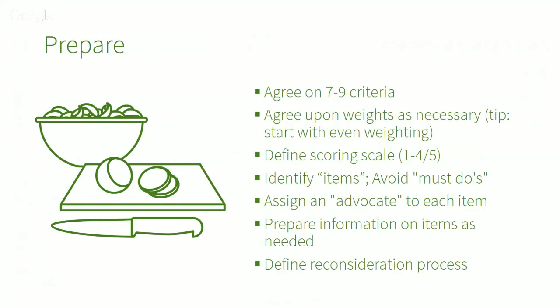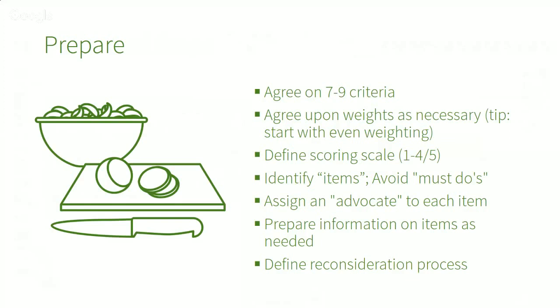Define the scoring scale. It's usually either 1 to 4, 1 to 5. I wouldn't go above 7. I've seen success with both 4 and 5. I told you my preference is 4. Figure out what you're going to put in there. Make sure they're parallel, that they're consistent. Don't have a requirement, then a feature, then an epic. Make sure they're all the same thing.